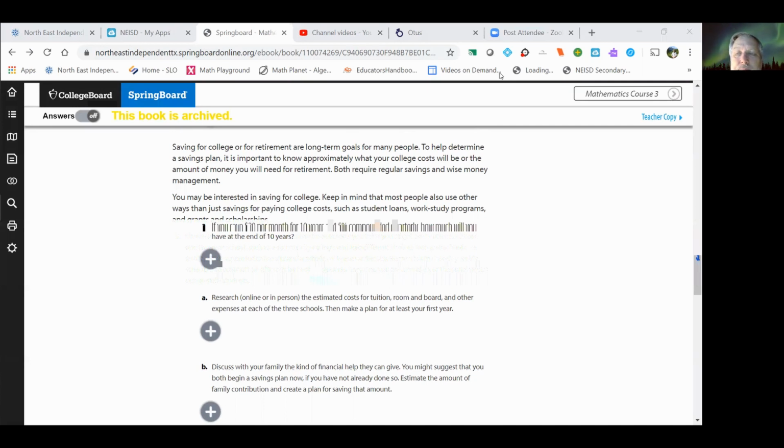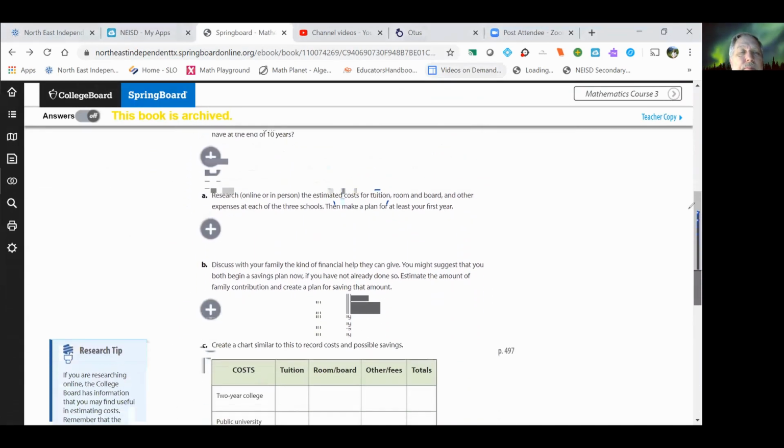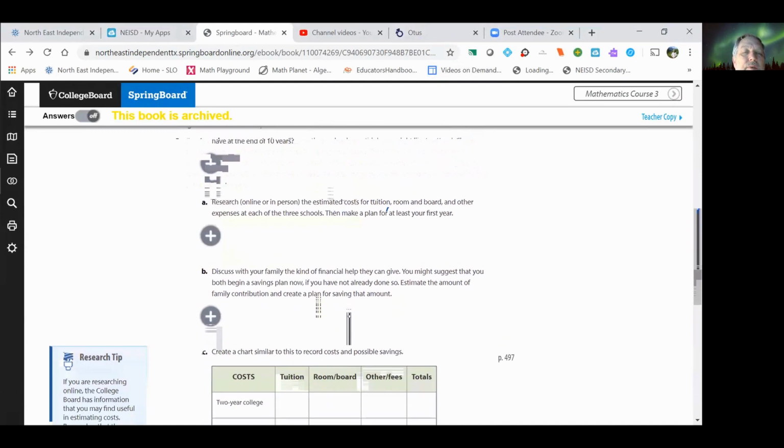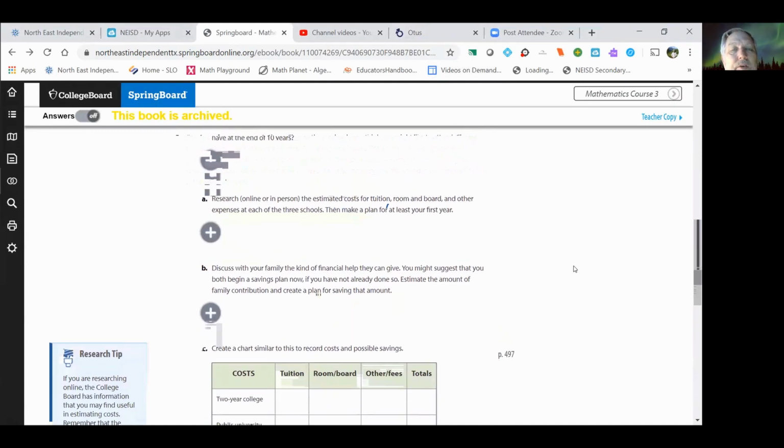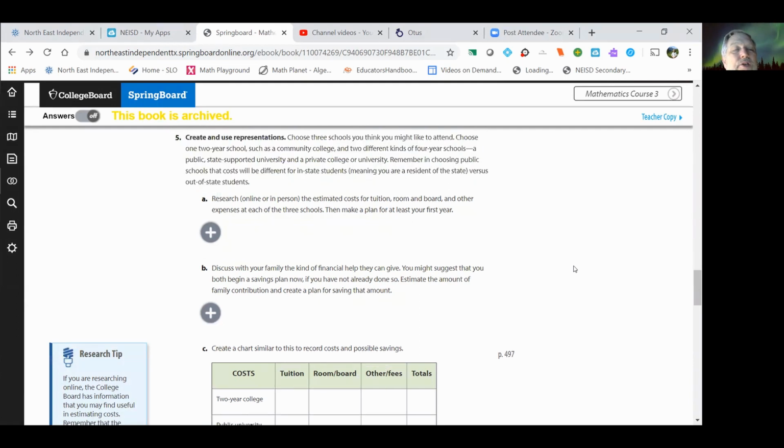Item 5. Create and use representations. I'm going to let you do this one on your own as a project. So what you're going to do is choose 3 schools that you think you might like to attend. Choose one 2-year school, like a community college, like Alamo Community College District. And then 2 different kinds of 4-year schools, maybe a public school like UTSA or UT, a state-supported university, or possibly a private school like St. Mary's or Incarnate Word or something like that.